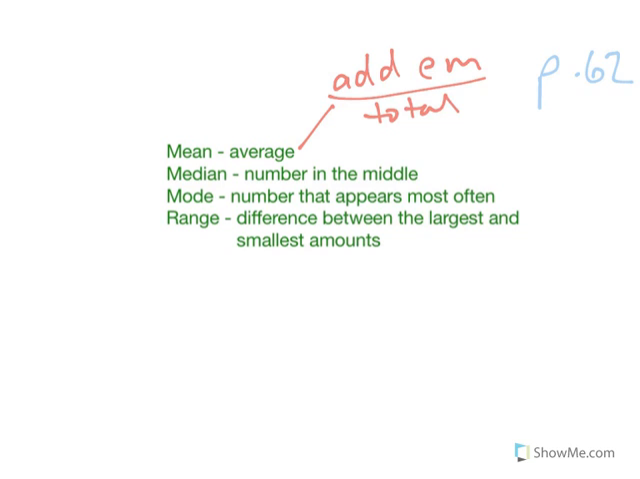Median, if you put them in order least to greatest, is the number in the middle. Mode is the number that appears most often, and it is possible to have no mode. And the range is the difference between the largest and the smallest amounts, right? So you would just subtract because of the word difference.